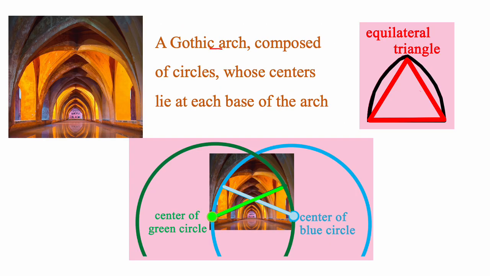To draw a Gothic arch, draw two circles the same size, so that the center of the green circle here overlaps the blue circle, and the center of the blue circle over here overlaps the green circle. In this way, the centers of the two circles are at the base of the arch, and this whole inside area is the arch. It resembles an equilateral triangle.